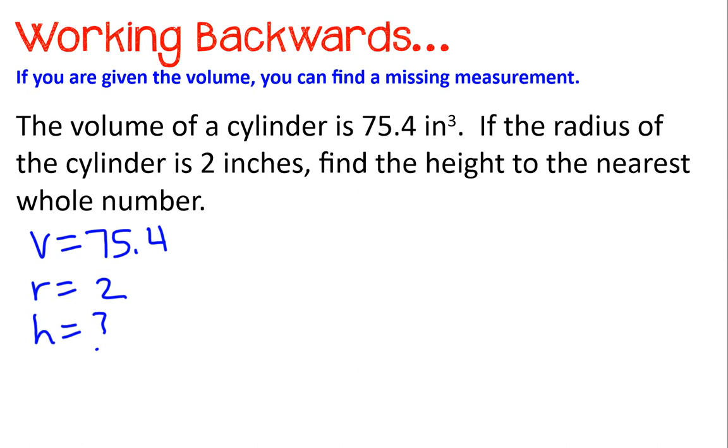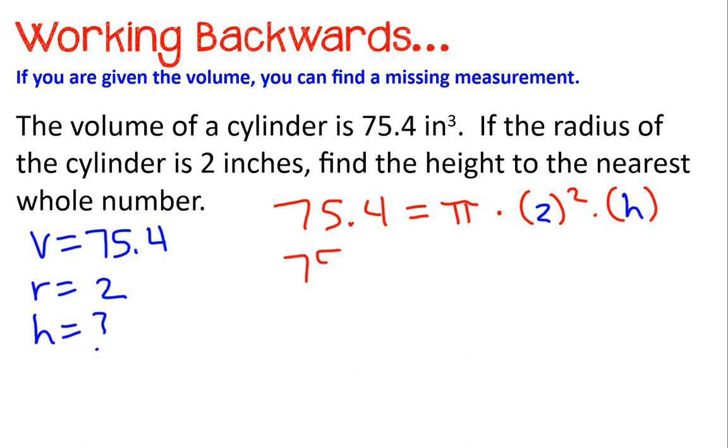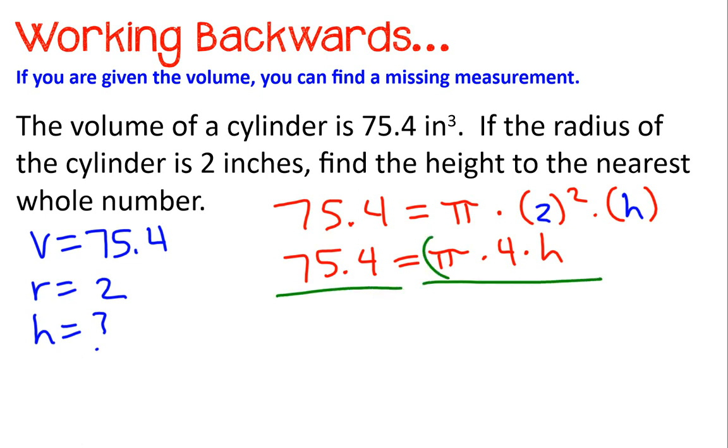So I took my notes over here and now I'm going to fill in my values. The volume is 75.4, pi times radius squared times height, right? So my radius is 2 and my height I don't know. So I'm going to copy everything over again, but I'm going to get rid of that square symbol. Pi times 4 times height. Now remember, we're going to divide by both of these items at the same time. So I prefer to reverse the order, but you're not wrong if you write it the other way.